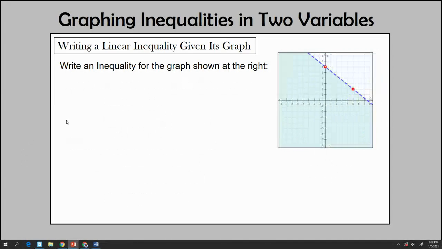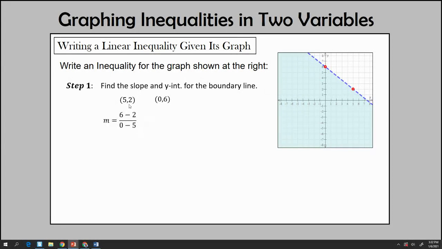All right, another one. Here's our line. Here's our graph of our linear inequality. So what's first? We got to find the slope and the y-intercept. So we got two ordered pairs. We got the ordered pair 5, 2, and 0, 6. So I could use those two to find my slope using the slope formula. Difference in the y's over difference in x's. Okay, 6 minus 2, 0 minus 5, 4 over negative 5, which is negative 4/5. Could have gone rise of 4, run of 5, and got the same answer.